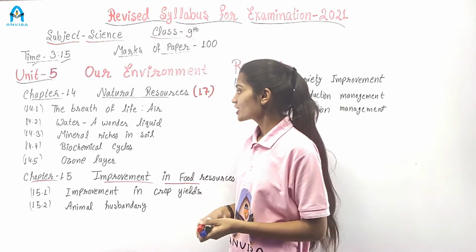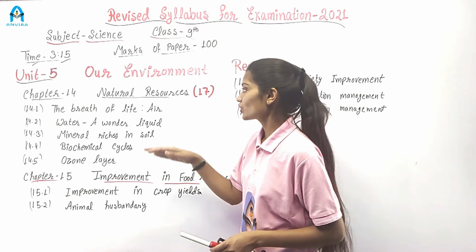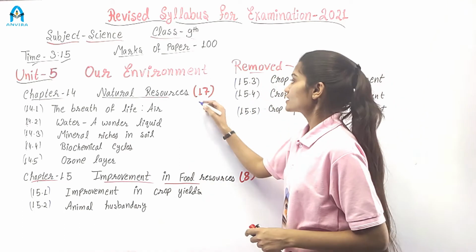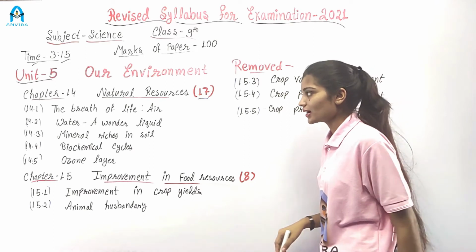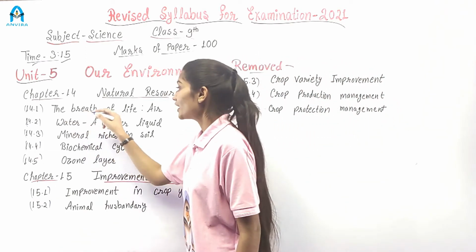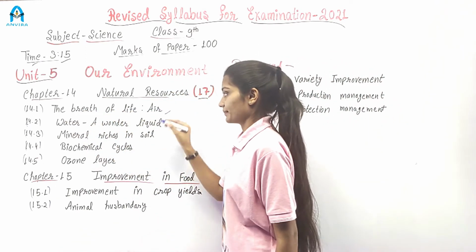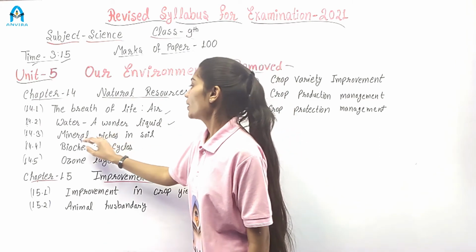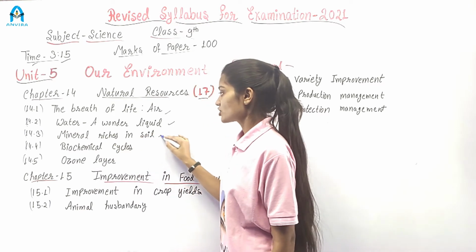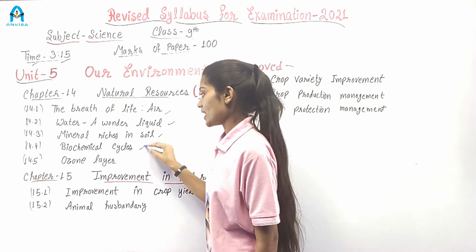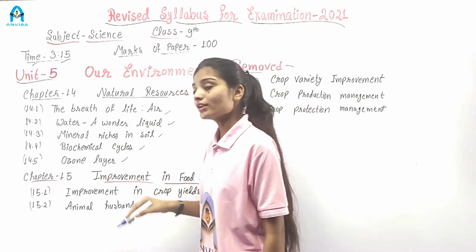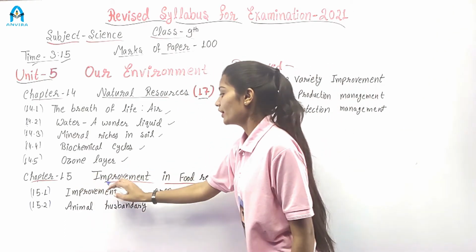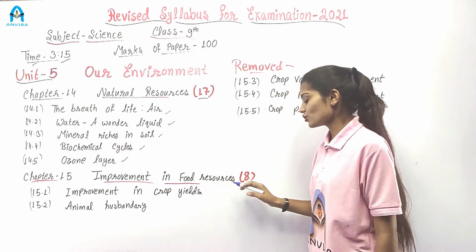And the next one is Chapter 14, Natural Resources. And the total marks for this chapter is 17. And the topics are the breath of life, air, water, a wonder liquid, mineral riches in soil, biochemical cycles, and ozone layer. And the next chapter is chapter 15, improvement in food resources.